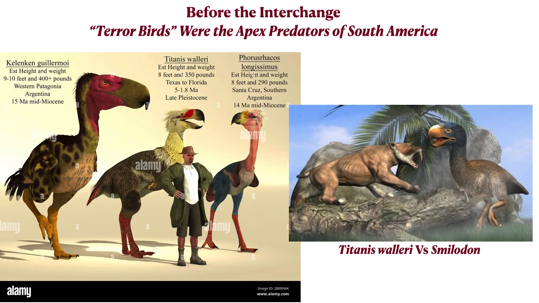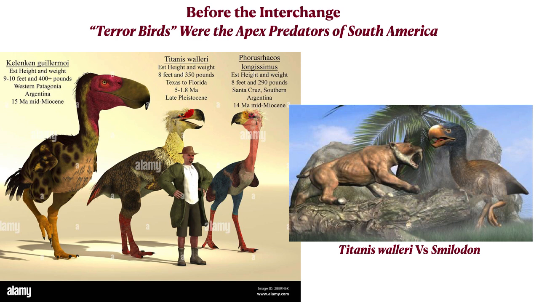It's interesting, before this interchange, the apex predators in South America were not mammals, but were birds, so-called terror birds. Eventually they went extinct. Some of these did spread north. You could see that one of those, the Titanus walleri in the middle, was found from Texas to Florida until 1.8 million years ago. So they were relatively successful. It's often said that they were outcompeted by the mammalian carnivores like wolves and large cats, saber-toothed tigers. Here we have a very interesting depiction of a terror bird fighting against Smilodon, a saber-toothed tiger.